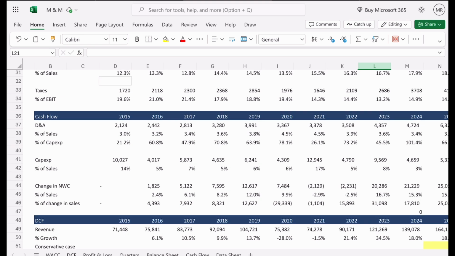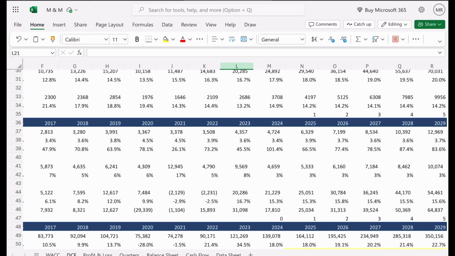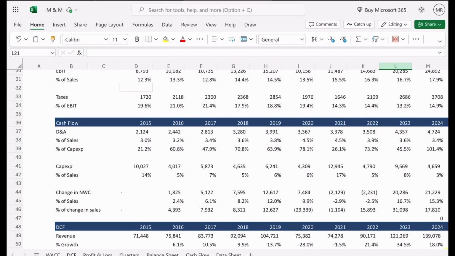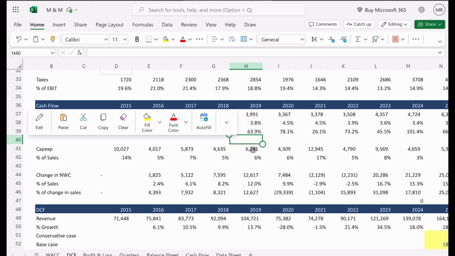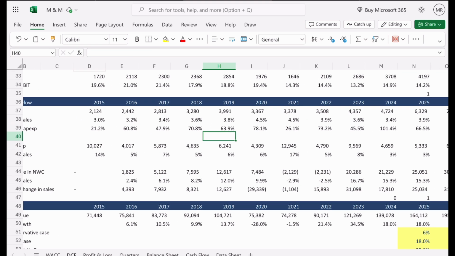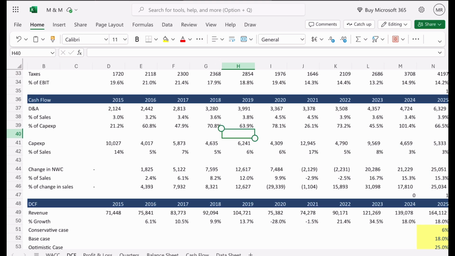And same goes for the depreciation and amortization. I've kept it pretty much constant. The one thing, so ignore this number. So we were talking about the capital expenditure part.